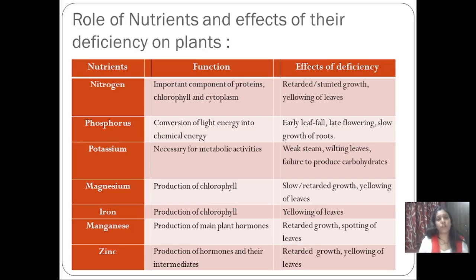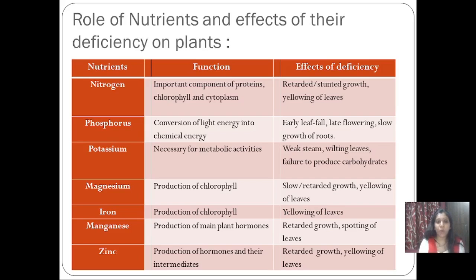The second is phosphorus. Its function is conversion of light into chemical energy. This is very important because plants make their own food. They convert the light energy into chemical energy. And if it is not there, then what are the effects? There is early leaf falling, late flowering, and slow growth of roots. The third is potassium, necessary for metabolic activities. Correct? Now, if potassium is not there, what will happen? The stem will be weak, the leaves will wilt, and there will be failure to produce carbohydrates.